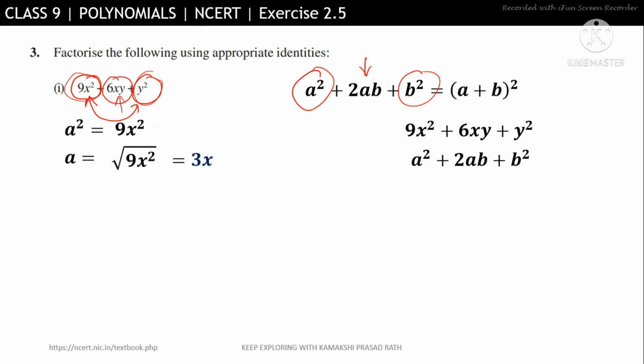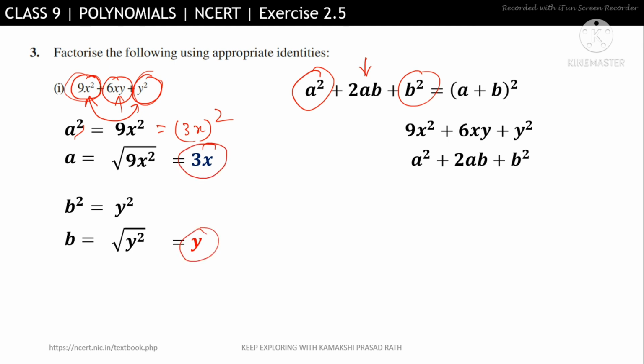So this is the same way. Suppose 9x squared we can write as (3x) whole square. So if a squared is (3x) whole square, then a is equal to 3x. Then b squared is y squared. So b will be root over of y squared, that is y. Hence we see that a is 3x and b is y. So in place of a we use 3x, in place of b we use y.